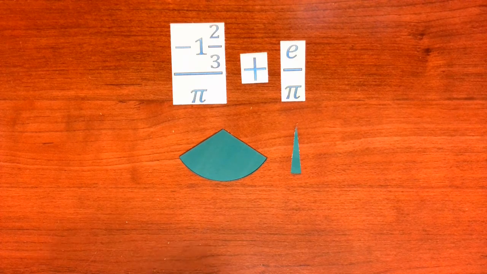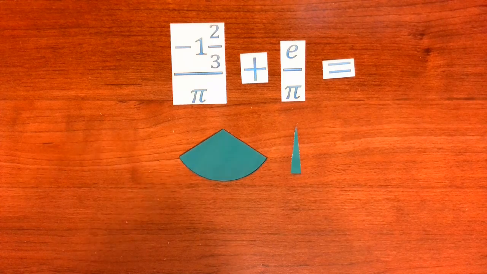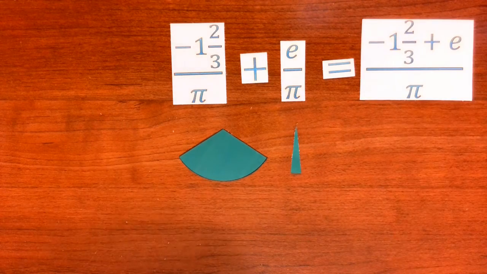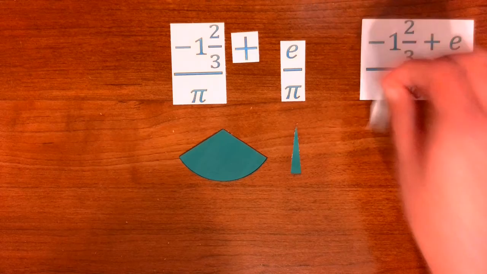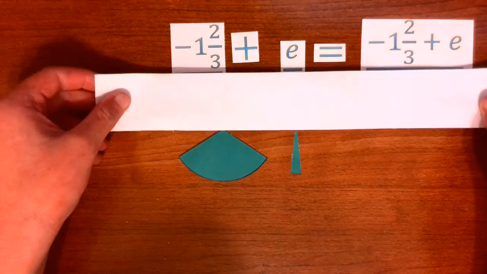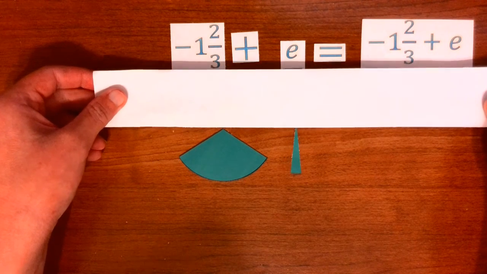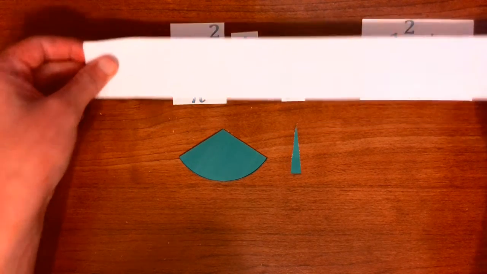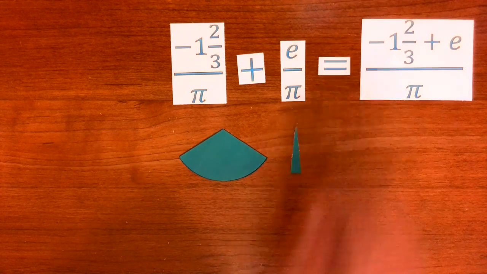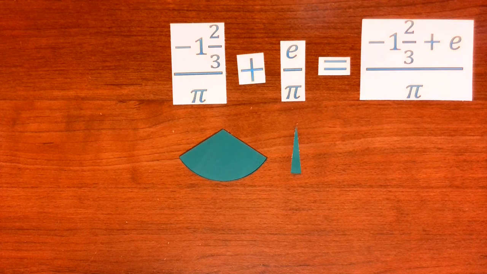Therefore, we can know that negative 1 2/3 over pi plus e over pi is equal to negative 1 2/3 plus e over pi. It makes sense that you add the numerators but keep the denominators the same, because how we would have solved negative 1 2/3 plus e is a lot similar to how we solved this example. However, everything was over pi. So therefore, you add the numerators but keep the denominators the same in this example.